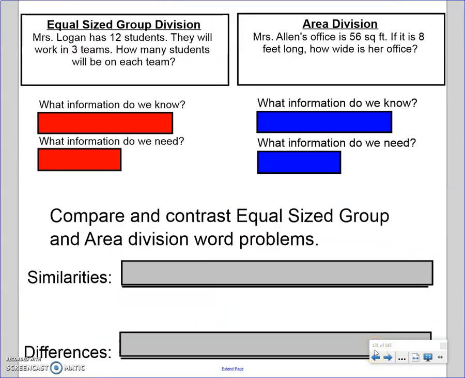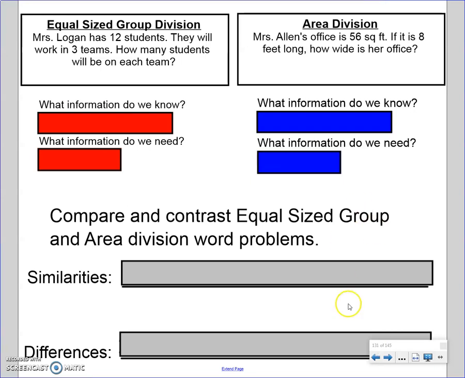So third grade, let's look at an equal-sized group division and an area division problem. And let's figure out what information we know in each problem and what information we are trying to find out. Let's start with this equal-sized group division problem. Mrs. Logan has 12 students. They will work in 3 teams. How many students will be on each team?